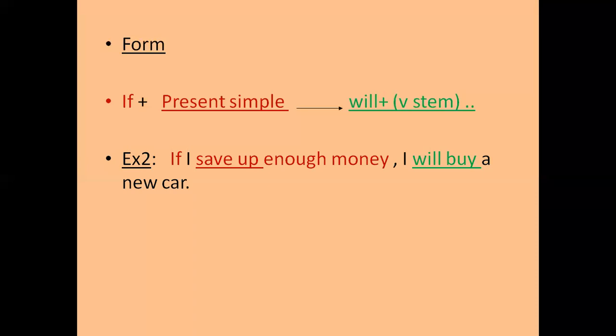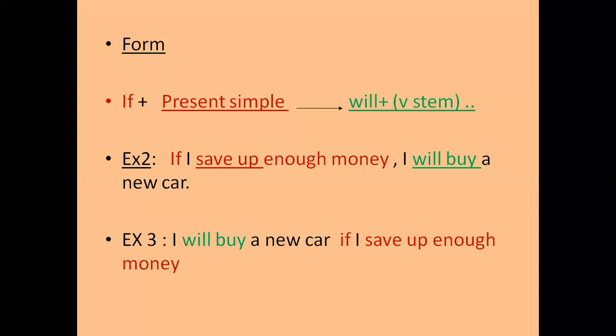Look at example number 3. I will buy a new car if I save up enough money. This is the same example as number 2, but in this case we put if in the middle. If we want to put if in the middle, we start with the second clause by using will plus verb stem. Then we put if in the middle, and after if, we put the first clause in present simple. So the answer will be: I will buy a new car if I save up enough money.